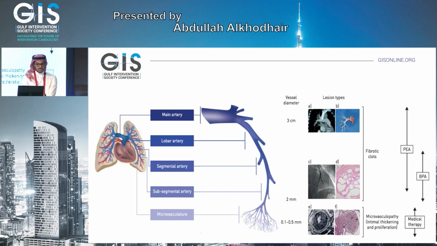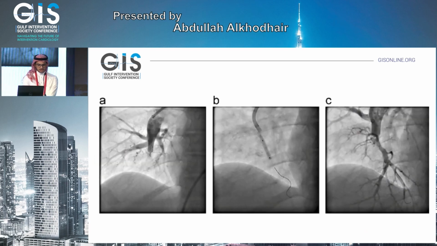So basically, the choice of treatment strategy depends on where the obstruction is. If the obstruction is proximal, then surgery is probably the better choice. If the obstruction is in the mid-range, then there is room for balloon pulmonary angioplasty. If it's too distal, then probably even the balloon will not reach, and medications remain the only choice. So this is just an example of one of the procedures.